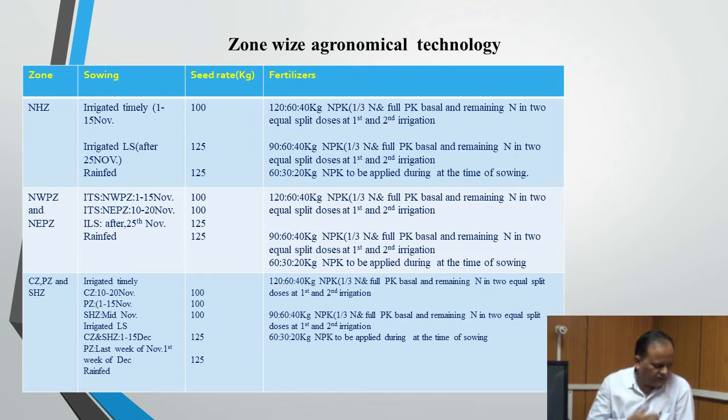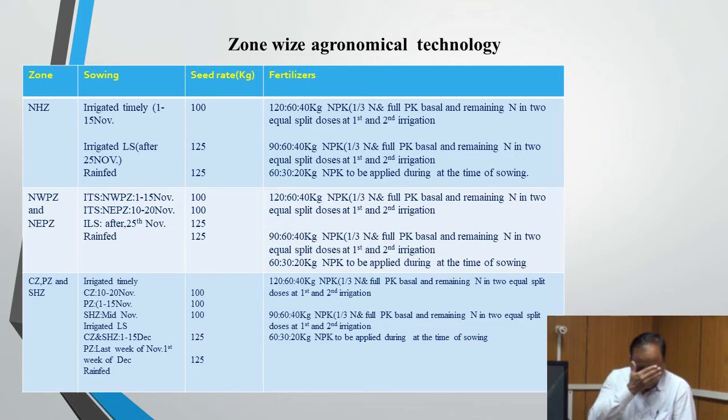Then for the irrigated timely sown condition for the north-eastern plain zone, as we have already told, nowadays due to climate change, the optimum temperature for the proper growth of the wheat is found in the first week of November. So we can start sowing of the wheat in the first week of November. The seed rate will be 100 kg, and the fertilizer dose is the same, 150 kg nitrogen, 60 kg phosphorus and 40 kg potash.